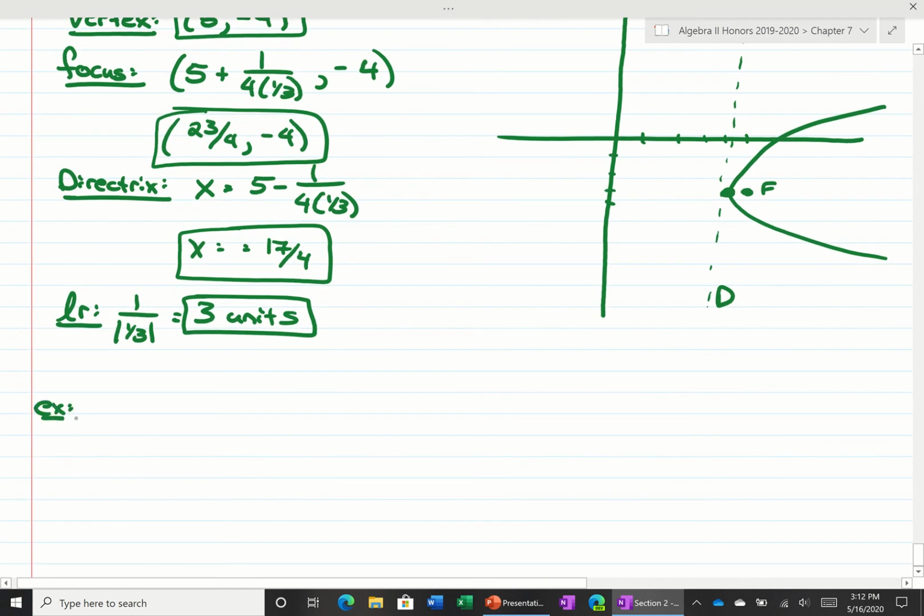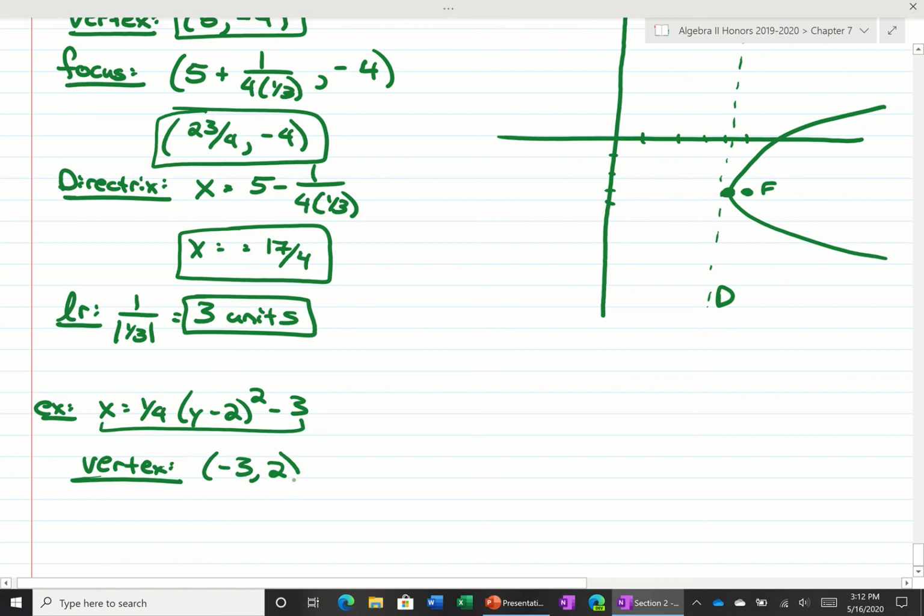For our second example, it says x equals 1/4 times (y minus 2) squared minus 3. So our vertex would be (-3, 2). Go by the opposite of what's on the inside here. Remember, it's y minus k, so if it's y minus 2, k is 2. Our focus would be -3 plus 1 over 4a, 2, which is (-2, 2).